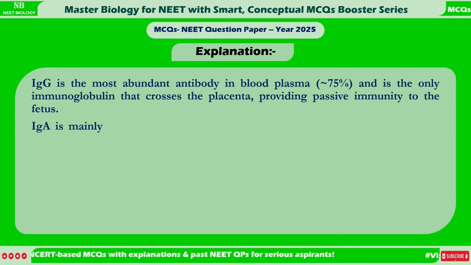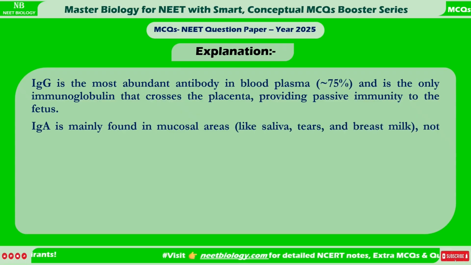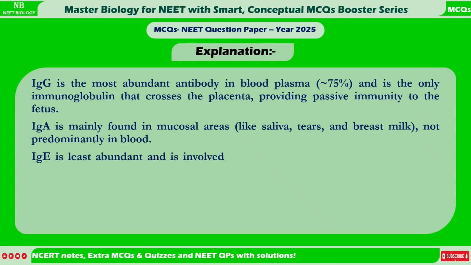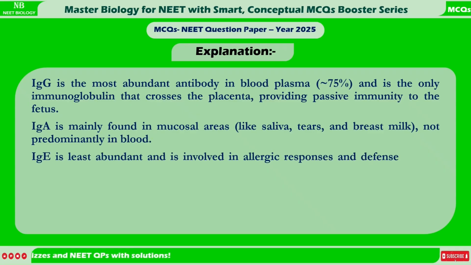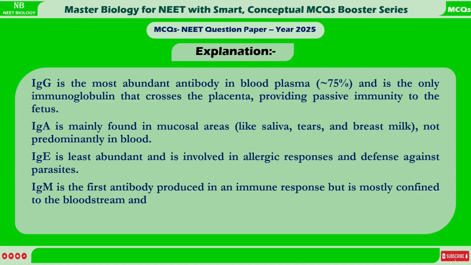IgA is mainly found in mucosal areas, like saliva, tears, and breast milk, not predominantly in blood. IgE is least abundant and is involved in allergic responses and defense against parasites. IgM is the first antibody produced in an immune response, but is mostly confined to the bloodstream and does not cross the placenta.